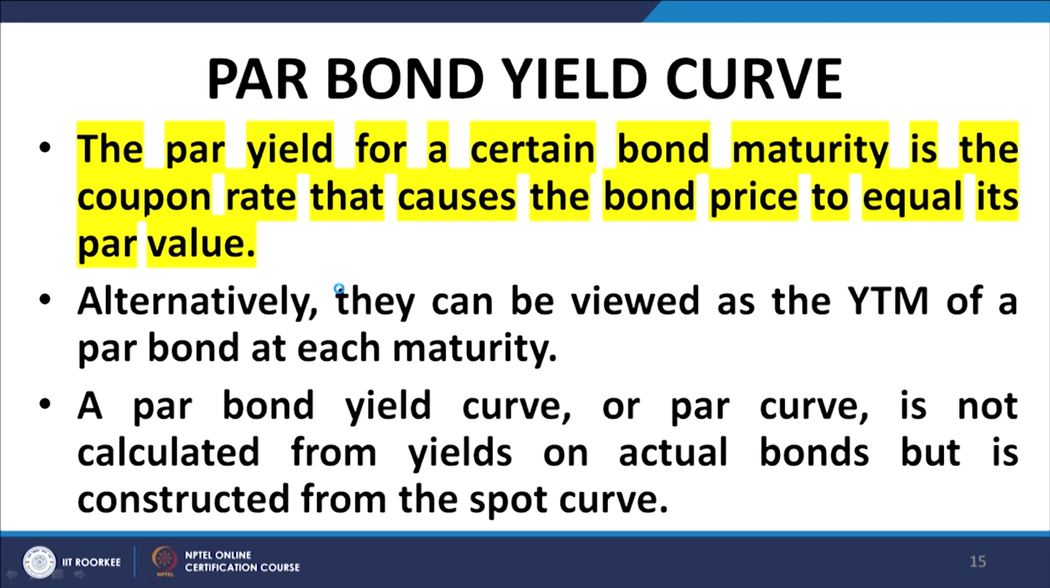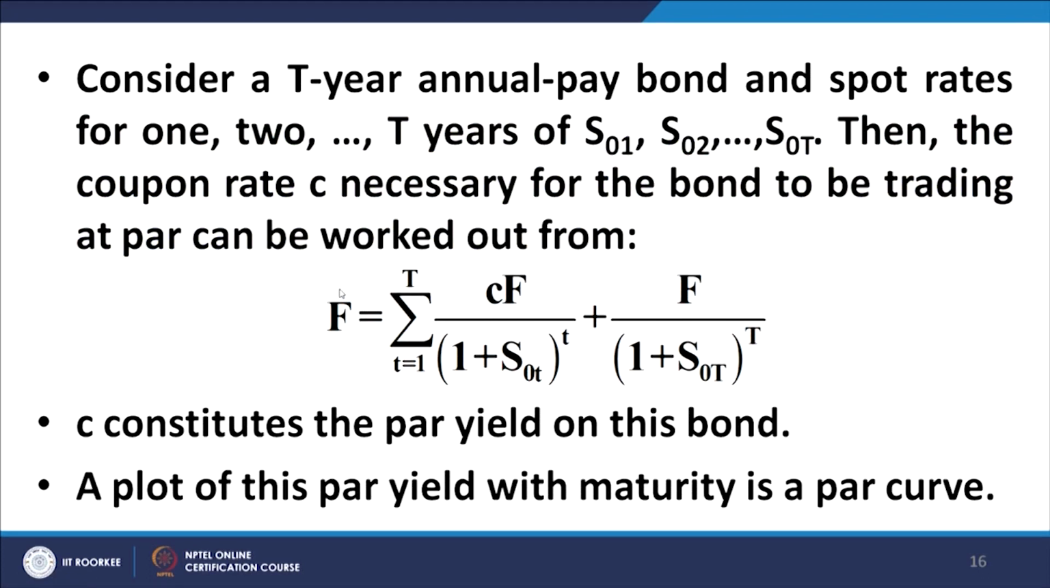So, a par bond yield curve, or par curve, is not calculated from yields on actual bonds, but is constructed from the spot curve, and I shall show the formula just now. This is the formula here. We have a bond with a maturity of capital T. It is an annual pay bond, and the spot rates for maturities 1, 2 and T are respectively S01, S02 and S0T. Then the coupon rate C, which solves this equation, which makes the present value of future cash flows equal to the par value, is called the par yield.